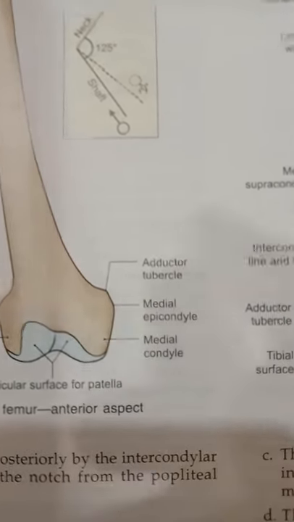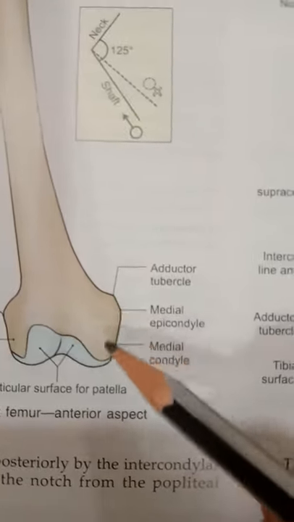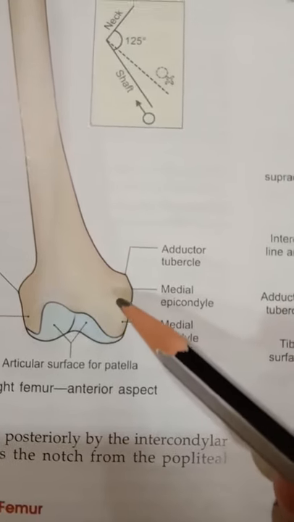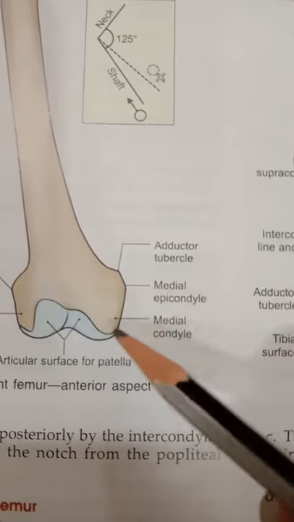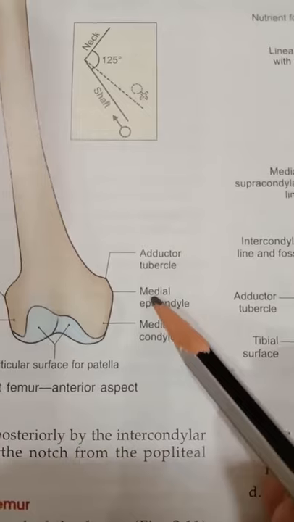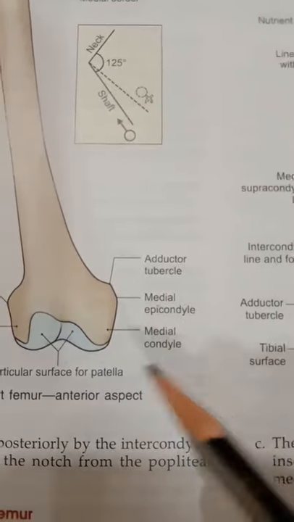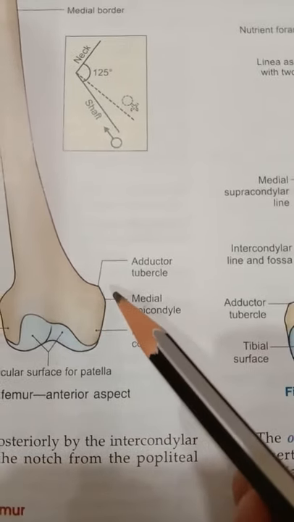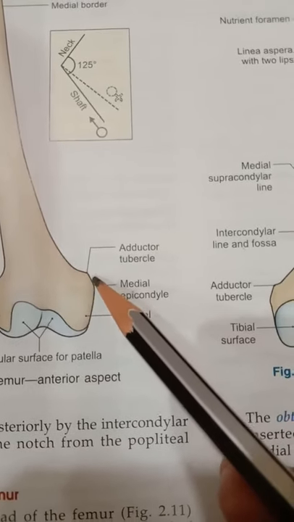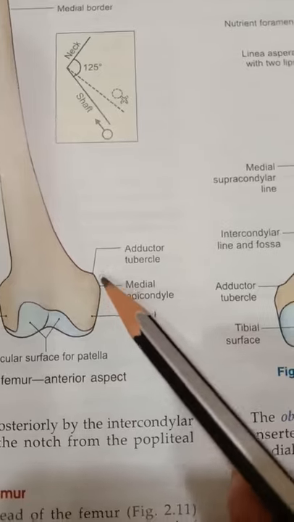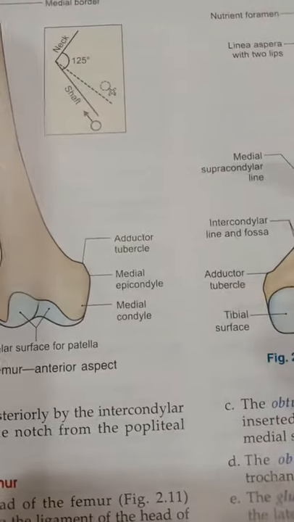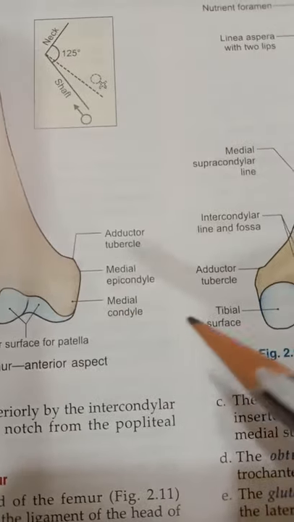Then let's see the medial condyle. This is the medial condyle, which is convex medially, and the most prominent part of the medial condyle is called the medial epicondyle. Then the posterior superior part of the medial epicondyle shows a conical projection called the adductor tubercle, and this tubercle is an important landmark.